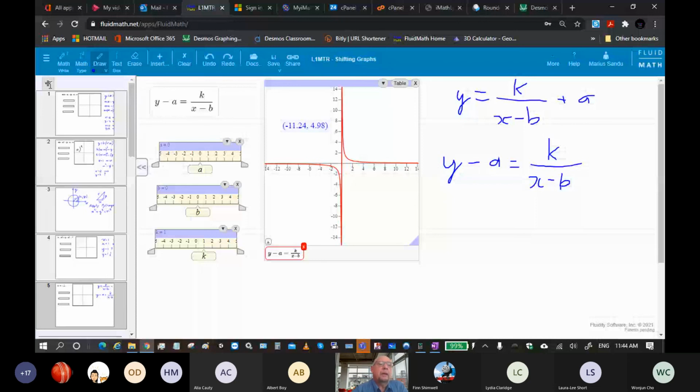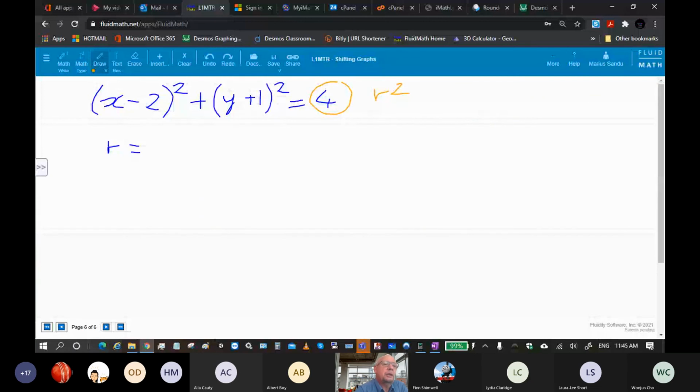All right, can anyone tell me the radius? First of all, remember that this guy here is r squared, okay? So what is the value of r going to be? Come on, someone tell me. 2. 2.